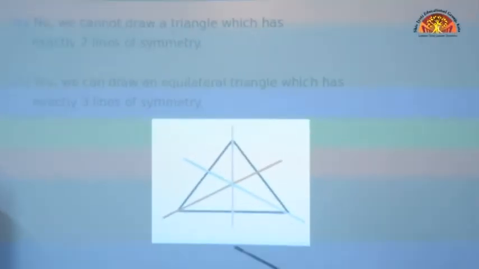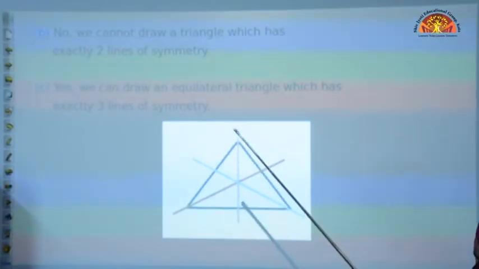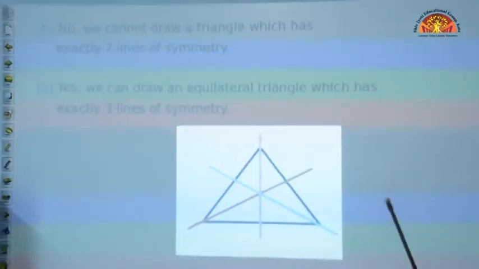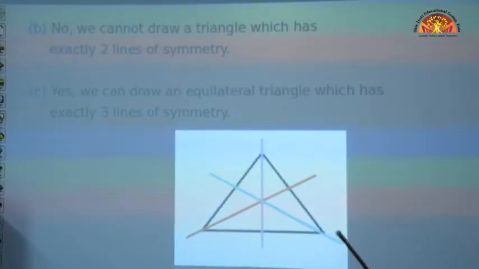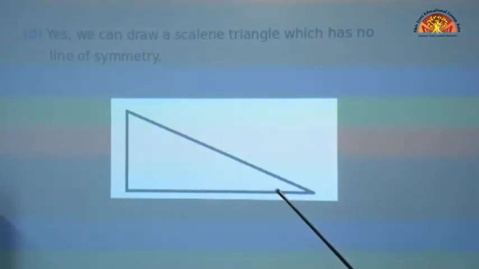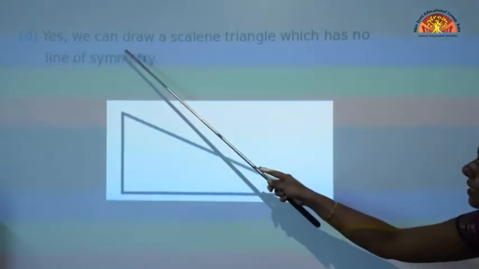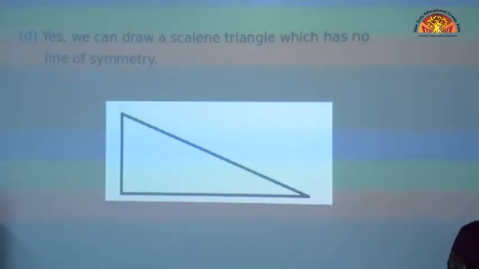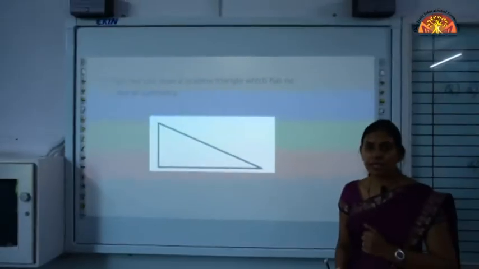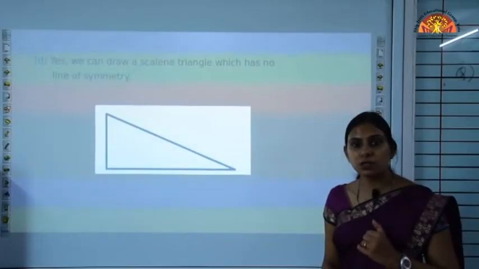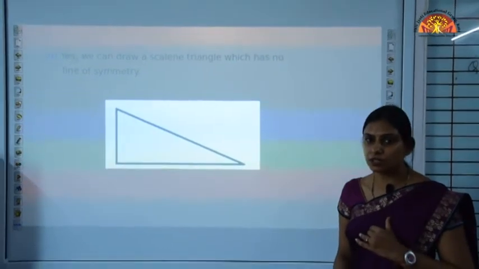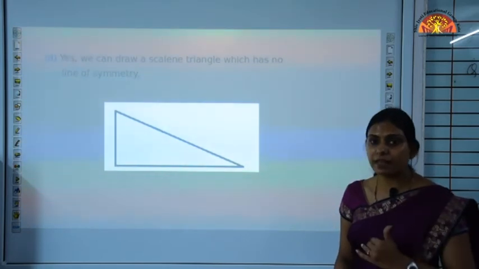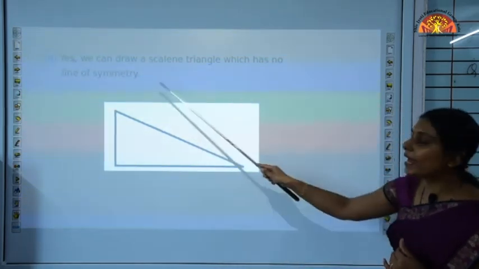Now children, there is no such triangle which exists having 2 lines of symmetry. That is, there is no triangle in which there are 2 lines of symmetry. Now, is there any triangle with no line of symmetry? Yes, we can draw a scalene triangle which has no line of symmetry. So children, what is a scalene triangle? A scalene triangle is a triangle in which all the 3 sides are unequal to each other. That is, when we are drawing a right angle triangle, it is a scalene triangle in which there is no line of symmetry.